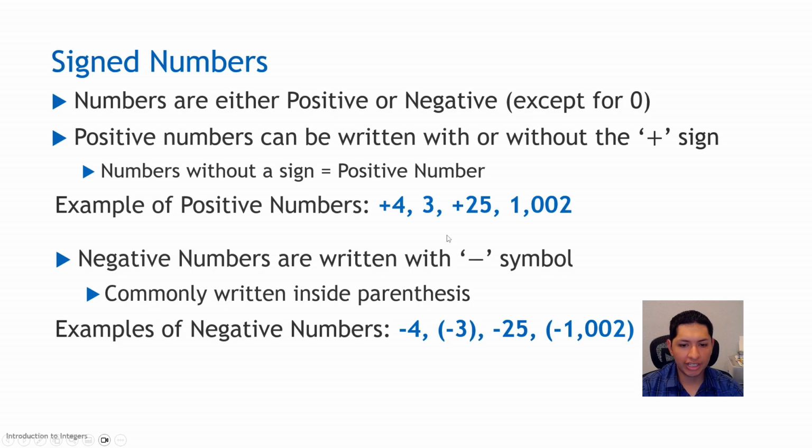So some examples of negative numbers here are -4. This one isn't written with the parentheses. The parentheses isn't a requirement to write the negative sign. It is just that it is very commonly used to differentiate between everything else that's happening around that number. Here we have -3. This one is written within the parentheses, so that is a very common way you'll see it. We also have -25, where it is not written with parentheses, and then -1002, where it is written with parentheses. So these are just different examples of how you'll see the negative numbers.